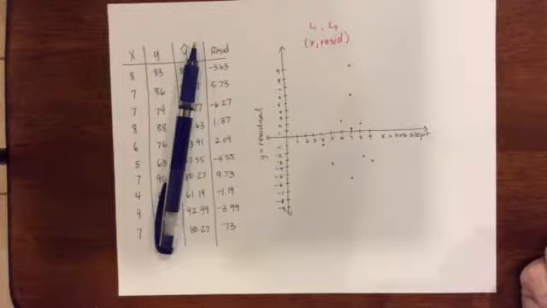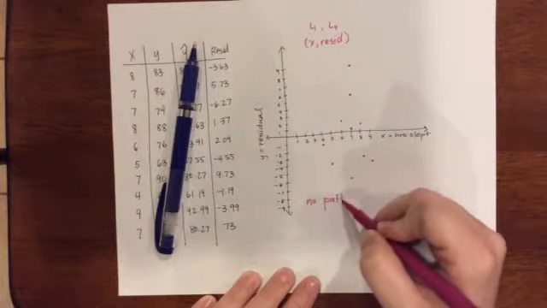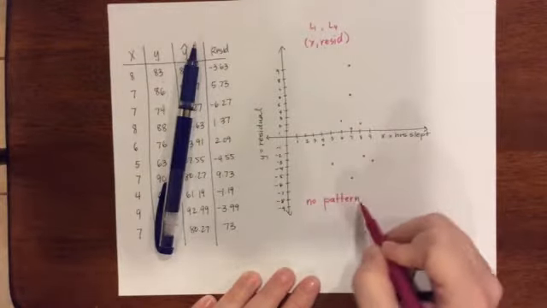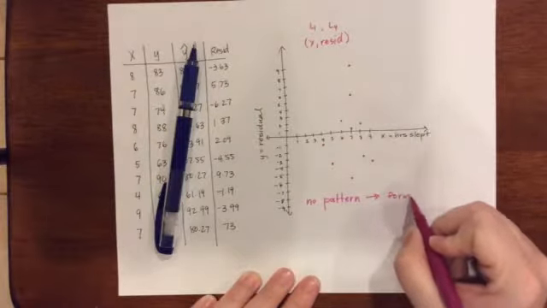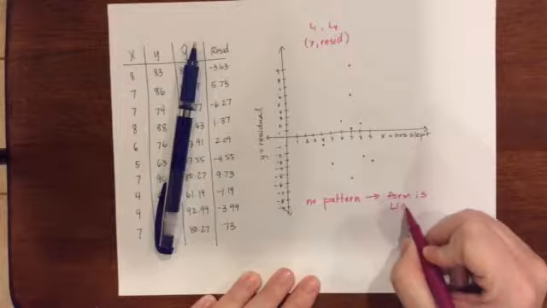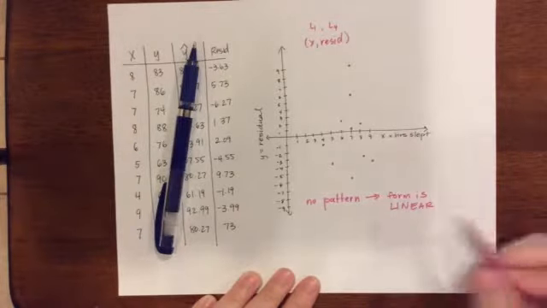So you have to ask yourself, do you see a pattern? And usually your pattern will look like a parabola. Do you see a parabola? I see a bunch of dots scattered all over the paper, so I don't see a pattern. And then we learned that if you do not see a pattern, then the form of the graph is linear. So this data set is linear.